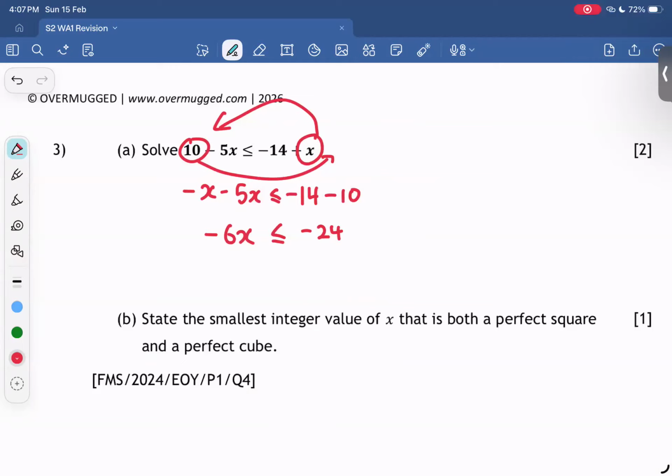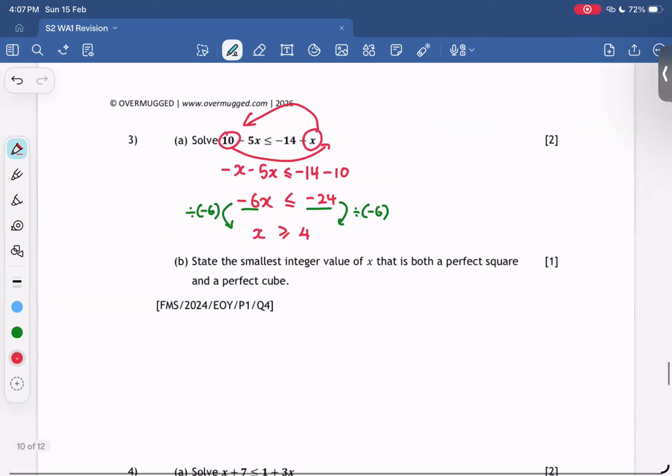And this is where things can get a bit tricky if you forget to do a very important flipping of the sign. Because this time I have negative 6, negative 24. So negative 6, I want to make it such that it becomes just x, right? I need to divide by negative 6. So when I divide like that, I have to flip the sign as well. So x must be more than or equal to, on the right hand side, I also divide by negative 6. So I'm left with just 4. So x must be more than or equal to 4. So now, they say to state the smallest integer value of x such that it is both a perfect square and a perfect cube.